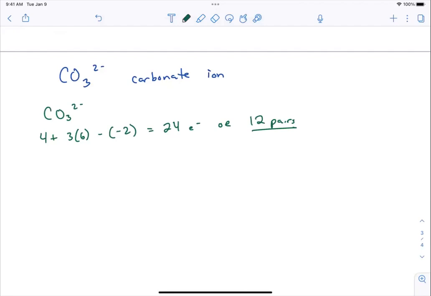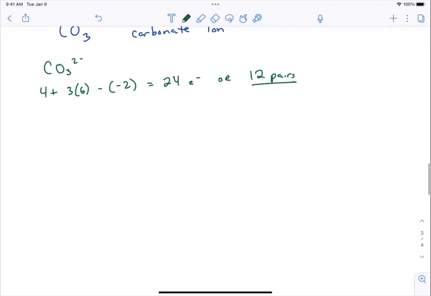Yes, correct. Three oxygen atoms times 6 valence electrons each. So this is all valence electrons only. Do not do total electrons, just do valence electrons. Okay. So your structure should have 12 pairs. Oh, sorry. We're going to save that for a little bit later.